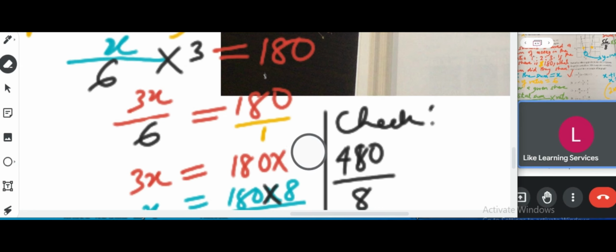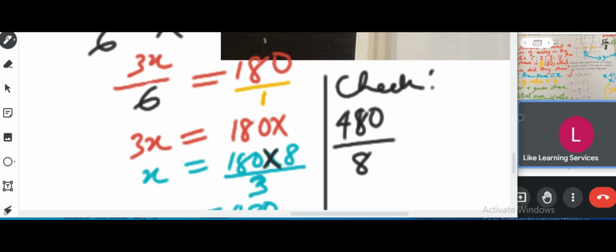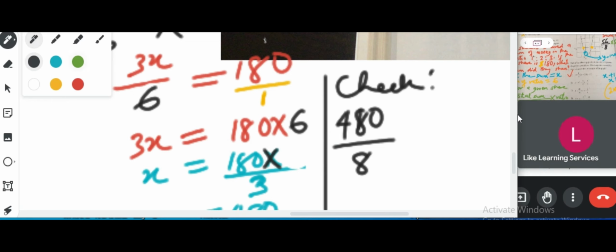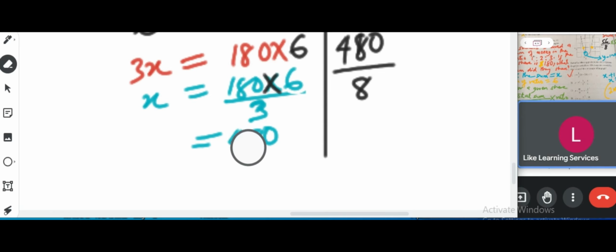Please give me these values again. 180 times 6. I mistakenly used 180 times 6 divided by 3. Yes, please. That is 360. Divided by 3, that's 360. So it's actually 360. So the total they shared is 360.